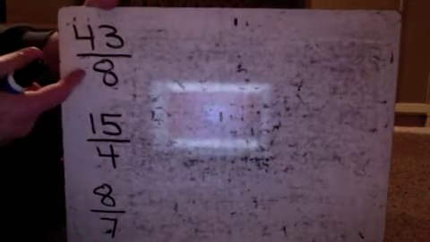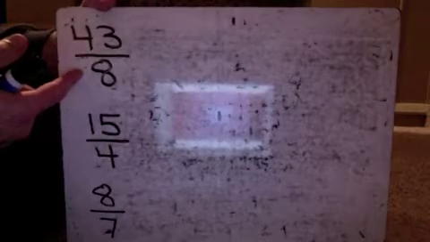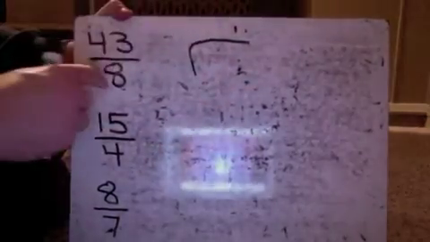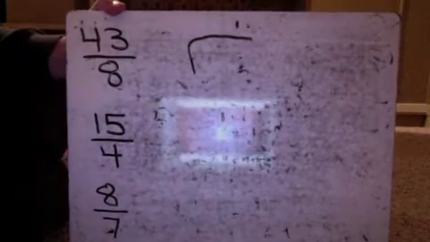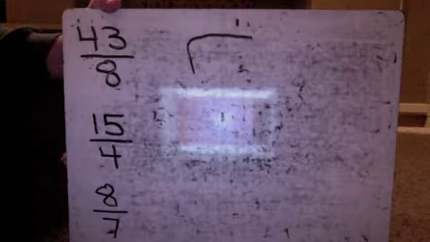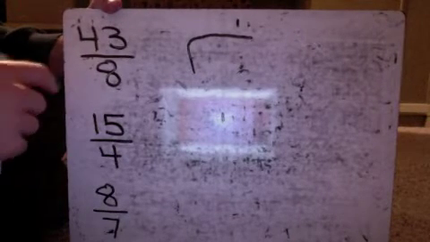So all I need to do is set up a division problem, like we've done before, to figure out what this is. Now, here's the catch. When we set up this division problem, hopefully you understand that the bottom number goes on the outside and the top number goes on the inside. But if for some reason you mess that up, you should be able to easily tell if your answer makes sense.